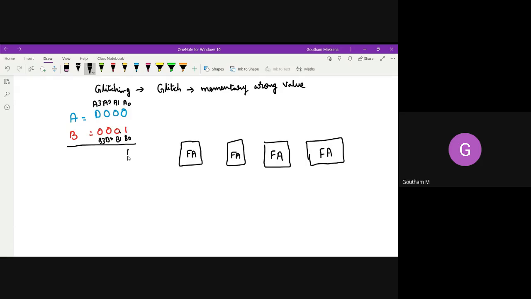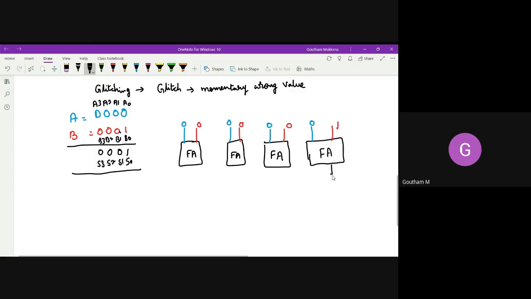So the result is 0 plus 1 is 1. There is no carry. 0 plus 0 is 0, and so on. So this is your S0, S1, this bit is your S2 and this bit is your S3. If you see, there is no carry as such in this stage. Let me finish this. Let this be A3, A2, A1, A0. For B I'll be using the red color: B3, B2, B1 and B0. So let me put the B's here: 0, 0, 0, 1. A is nothing but all zeros: 0, 0, 0, 0.